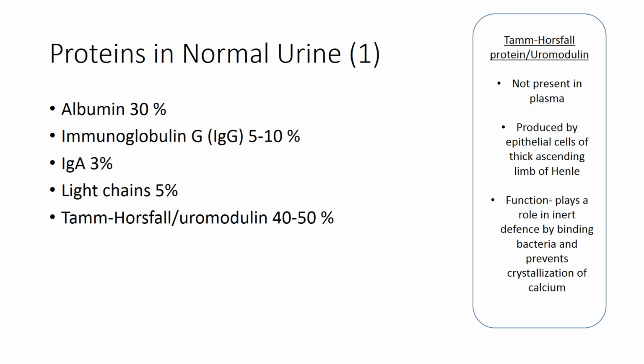So that in the final urine, we now get a situation where albumin provides about 30% of the protein in the final urine. Immunoglobulins consist of only 5 to 10%. Immunoglobulin A, only 3%. And then you find about 5% of the protein in urine being light chains. Then we have this new protein that has appeared, the uromodulin. Now, this uromodulin is not present in plasma. It's produced by the epithelial cells of the thick ascending loop of Henle, and it's the major protein that's found in urine. Function is not exactly very clear, but it seems to play a role in the innate immune system as it's able to bind bacteria. It also prevents crystallization of calcium.